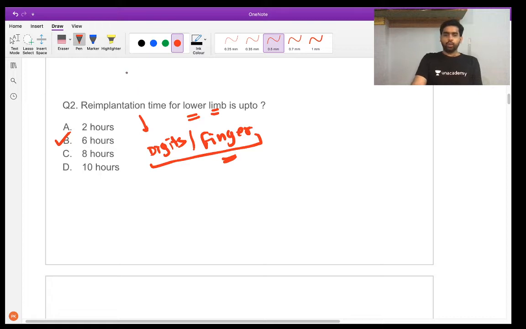Well guys, the answer to this particular question is 8 years. So 8 years is the reimplantation time for the digits or the fingers. For the upper limb or the extremities, it is around 6 years.